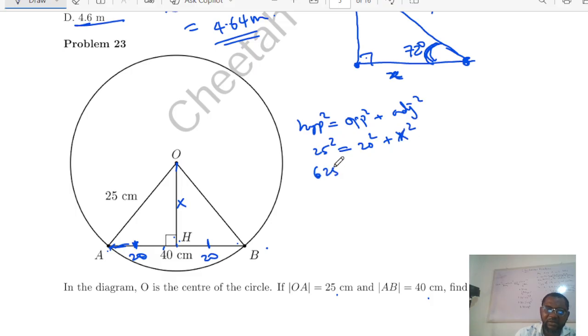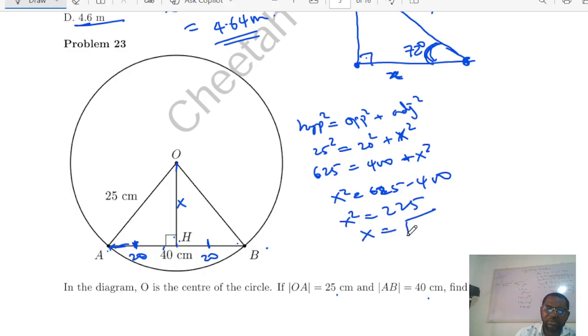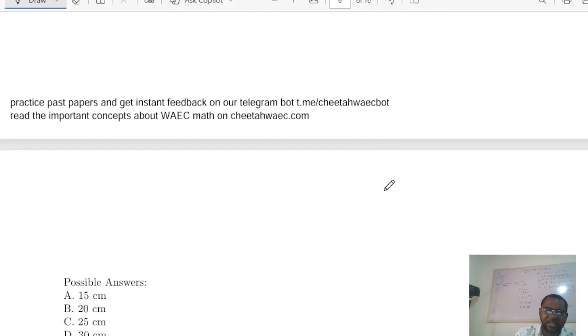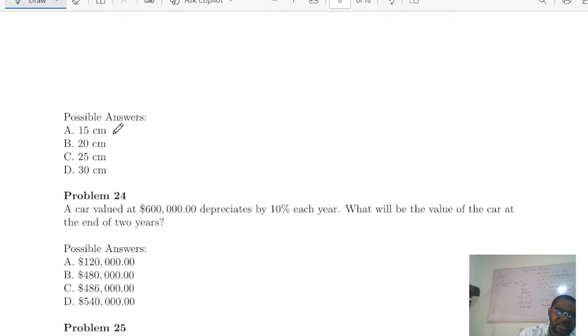25 squared is 625, I guess. 20 squared is 400 plus x squared. And so x squared is going to be 625 minus 400. X squared is 225. So x is going to be the square root of 225, which is equal to 15. So the answer to that question is 15 centimeters. So let's see the options. 15 is A. Beautiful.